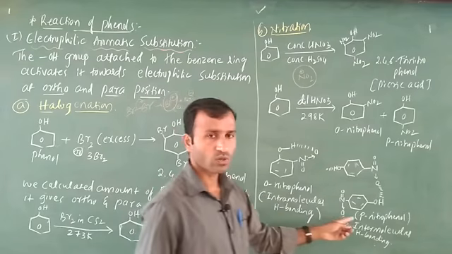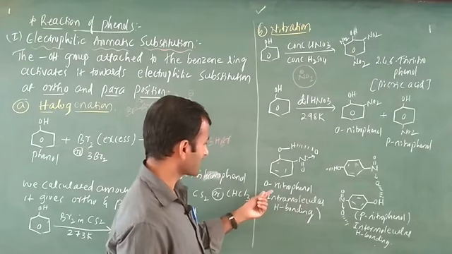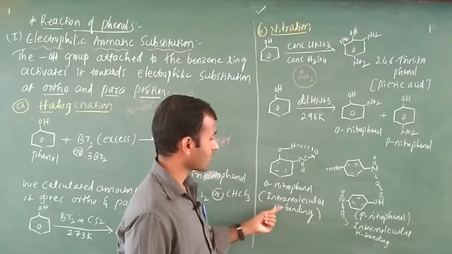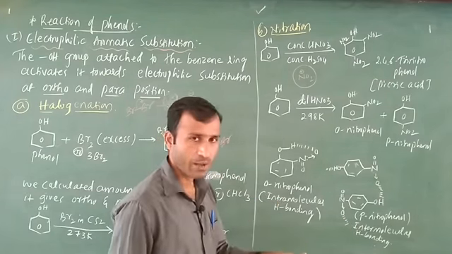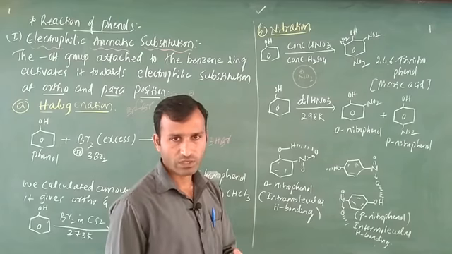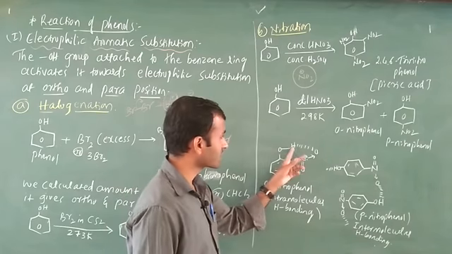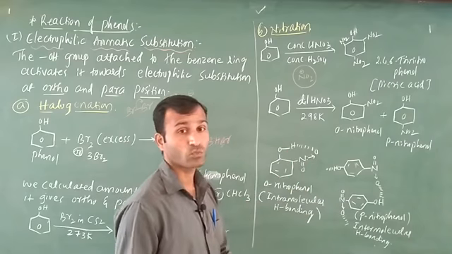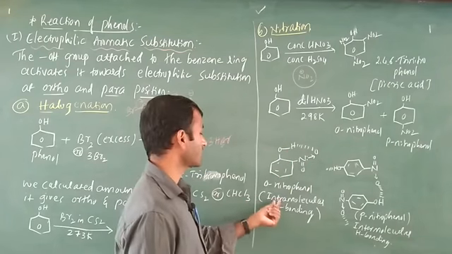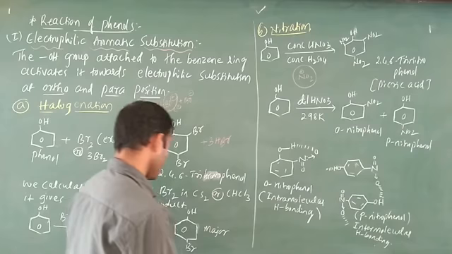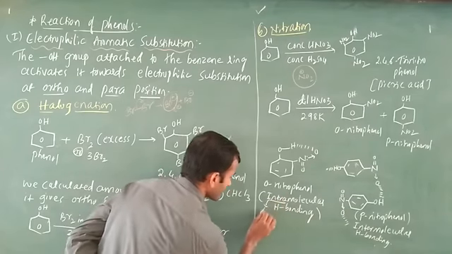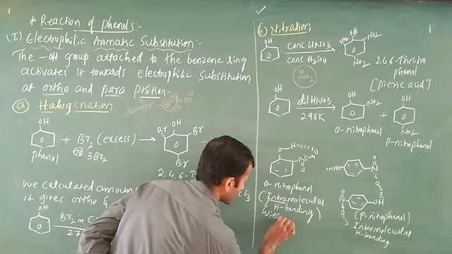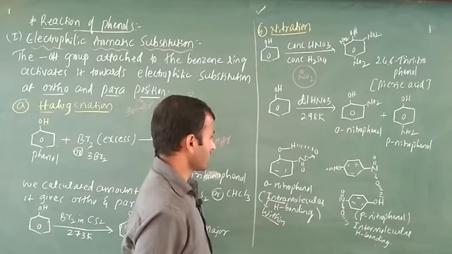One is orthonitrophenol, another one is paranitrophenol. Here, orthonitrophenol has intramolecular hydrogen bonding. This word is the most important. Intra. What is the meaning of intramolecular hydrogen bonding? The hydrogen bonding takes place within the molecule. Within the molecule, that is indicated by what? Intra. Intra means within.